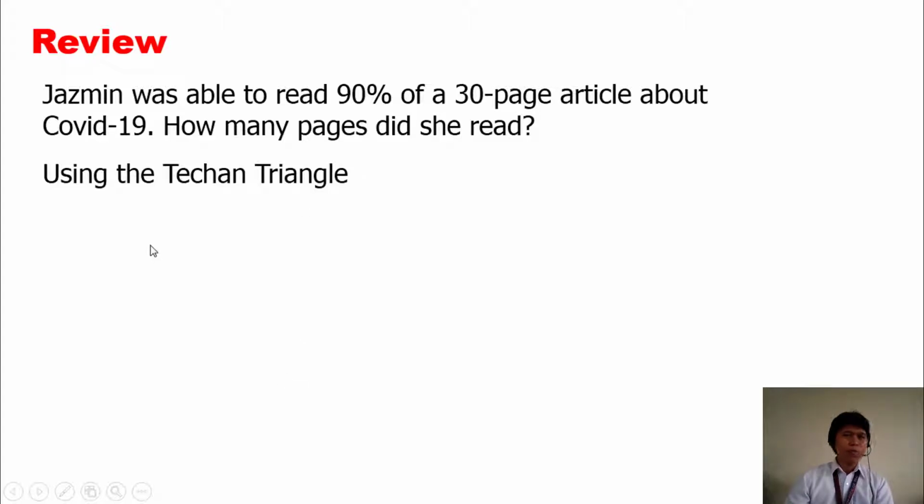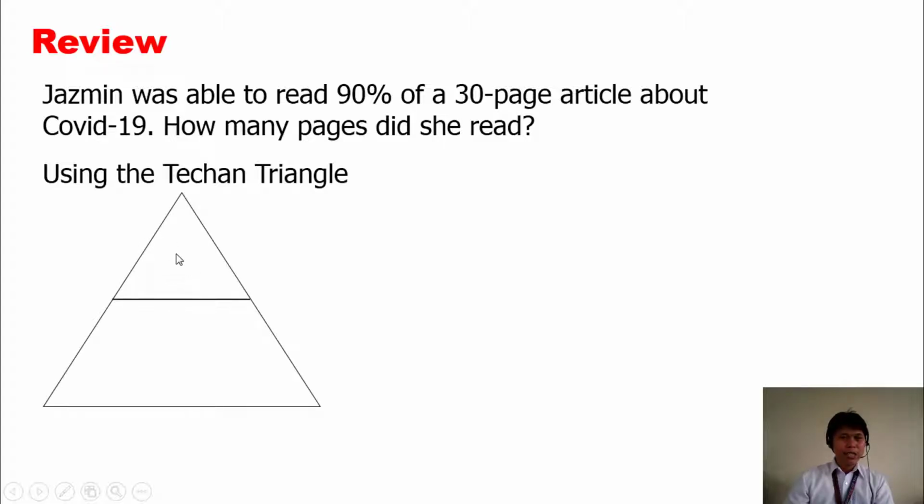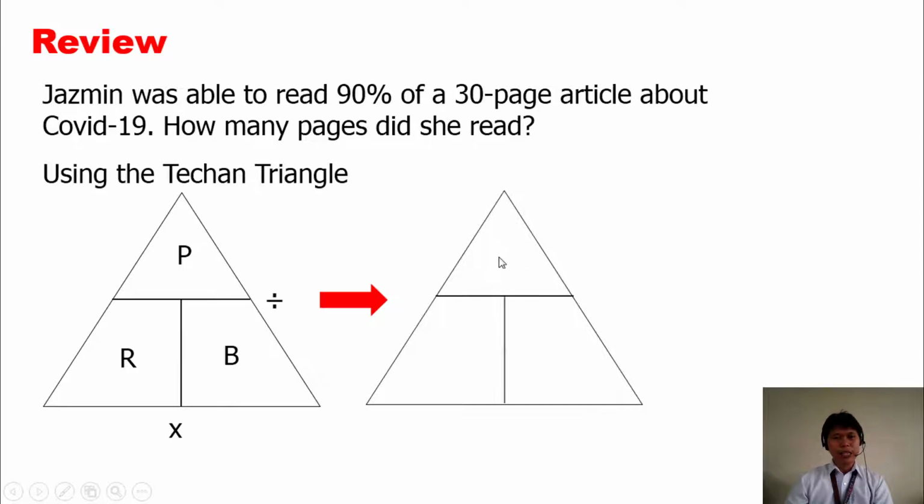Okay, in our previous lesson, we discussed the Tekan triangle, and it is the P, R, and B, and they are separated by these lines. This represents division, and this represents multiplication, and you just fill in the Tekan triangle with this given information. We have the fact 90%. So 90% and 30. 30 is the base, of course, and 90% is the rate.